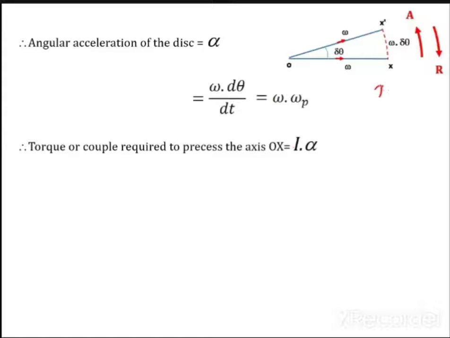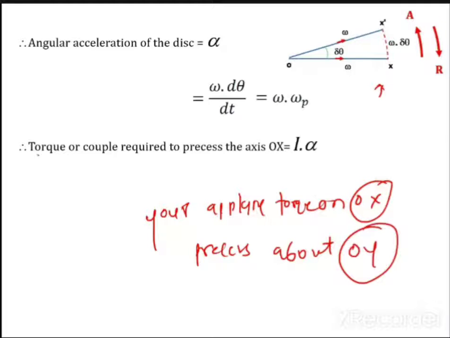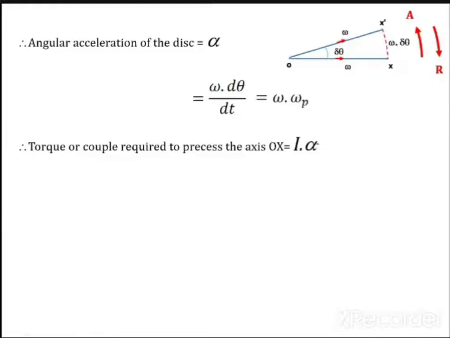Now, the torque or a couple required to precess the axis. See, the torque, that you apply on the OX axis. See, you are applying, I am writing here. If you are applying torque on OX, that is the axis of spin, so that the axis of spin will precess, precess means what? Turn, will precess about OY, right? So this torque or couple can be calculated as I into alpha, right? Now, how will you calculate this torque? I into alpha, but what is alpha? Omega into omega p. Okay.